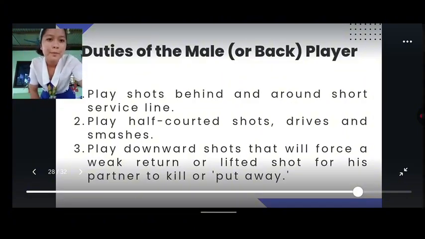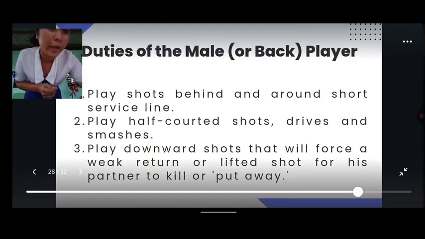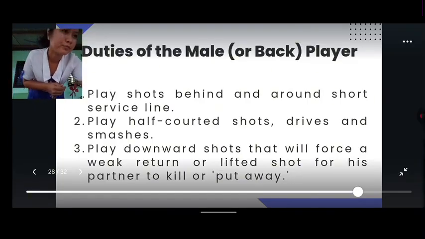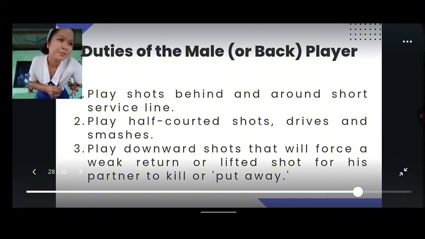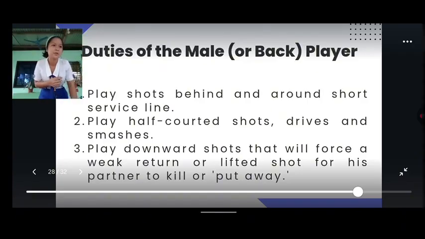So, play half-court shots, drives and smashes. This is what the male partner does. Play downward shots that will force a weak return or lifted shot for his partner to kill or put away. The male partner should aim for shots that make the opponents return the shuttle upward so his partner can finish the point at the net.